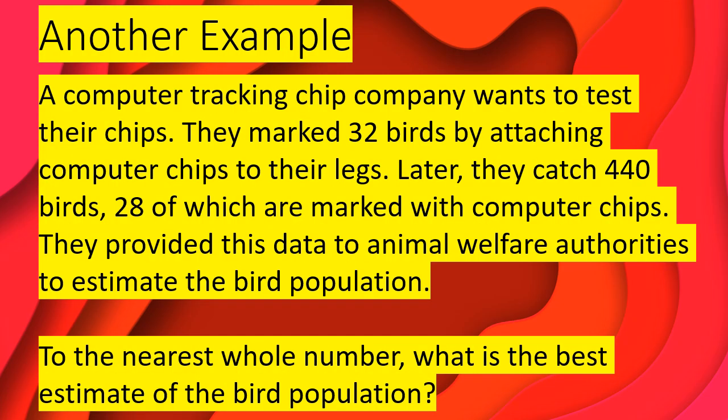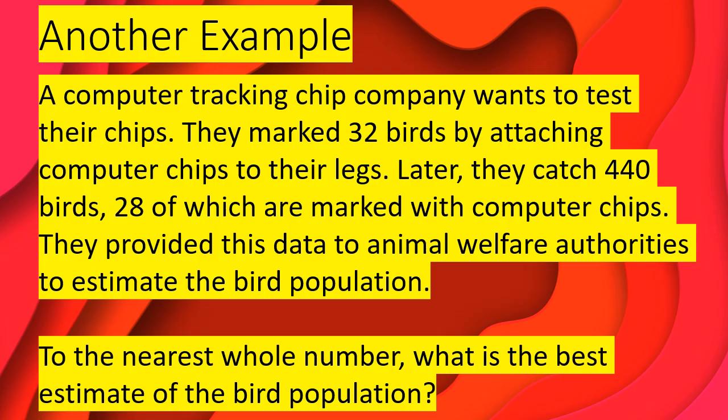Another example. A computer tracking chip company wants to test their chips. They marked 32 birds by attaching a computer chip to their legs. Later, they catch 440 birds. 28 of them are marked with computer chips. Then they provided this data to animal welfare authorities to estimate the bird population. To the nearest whole number, what is the best estimate of the bird population?